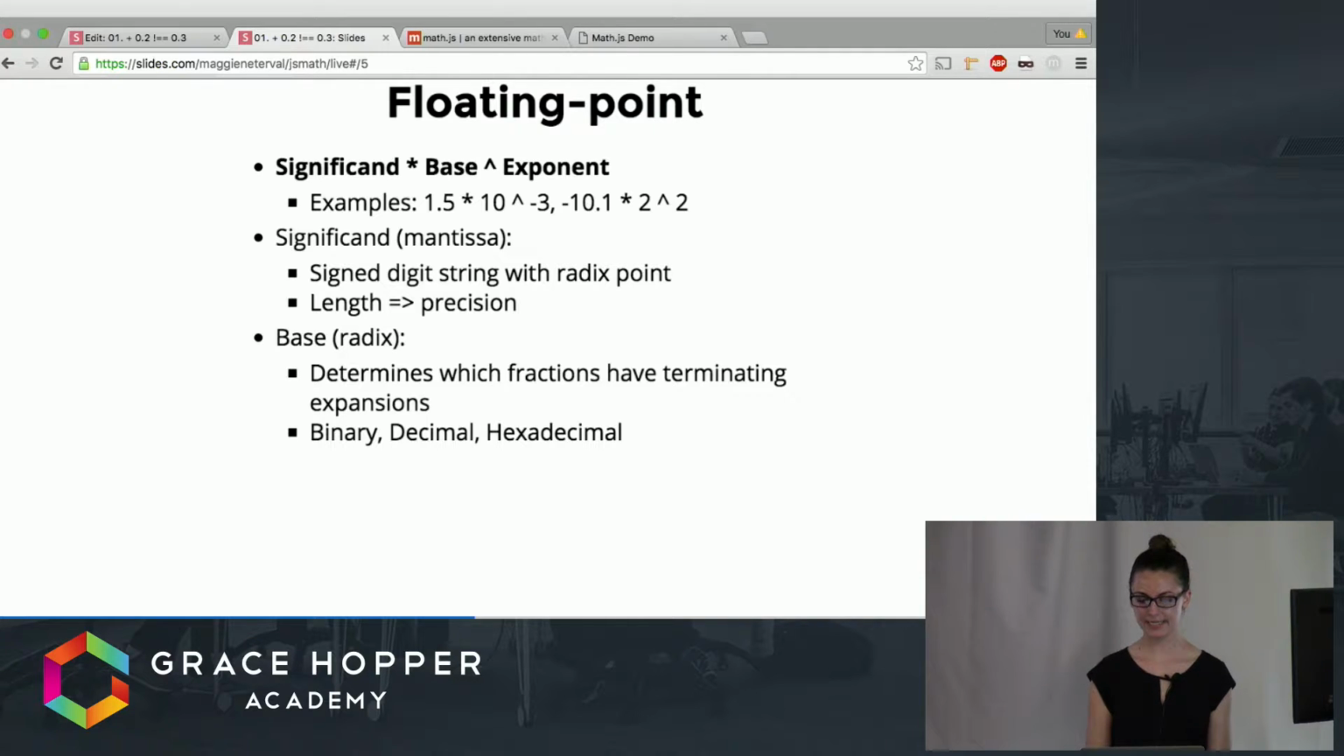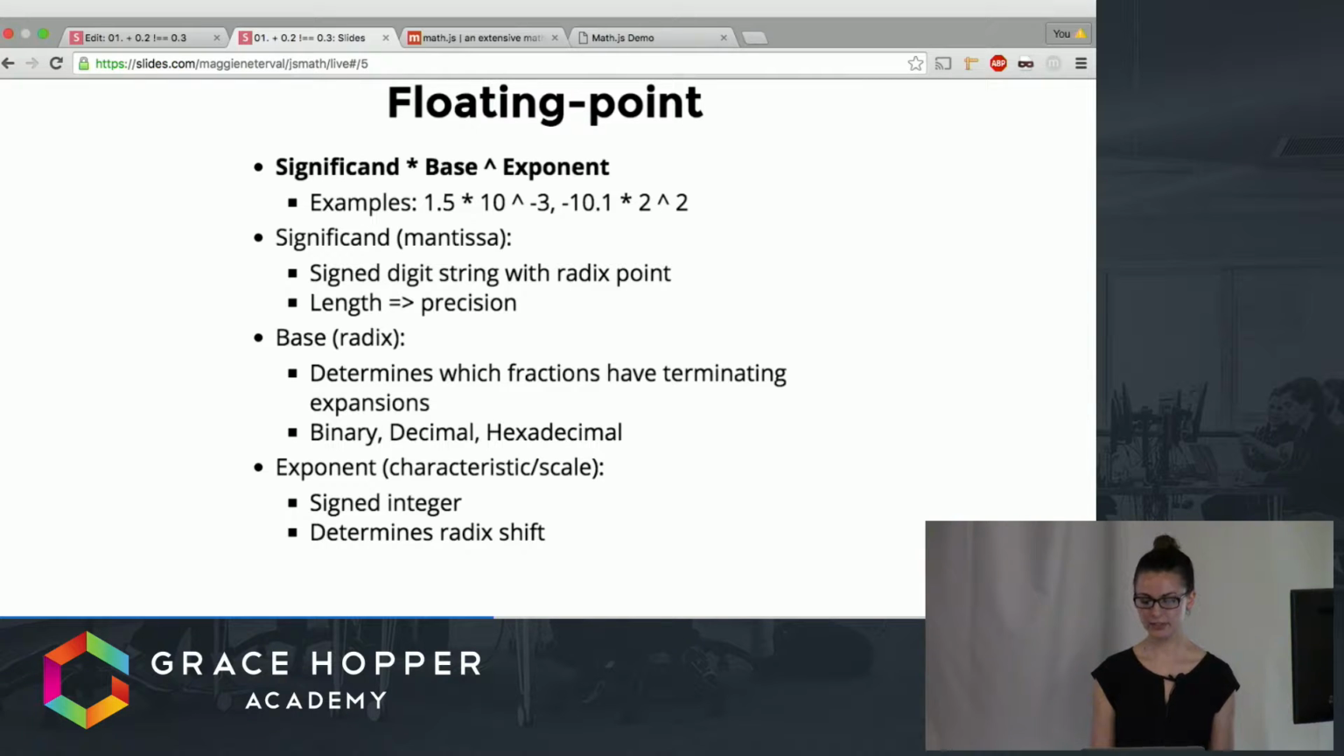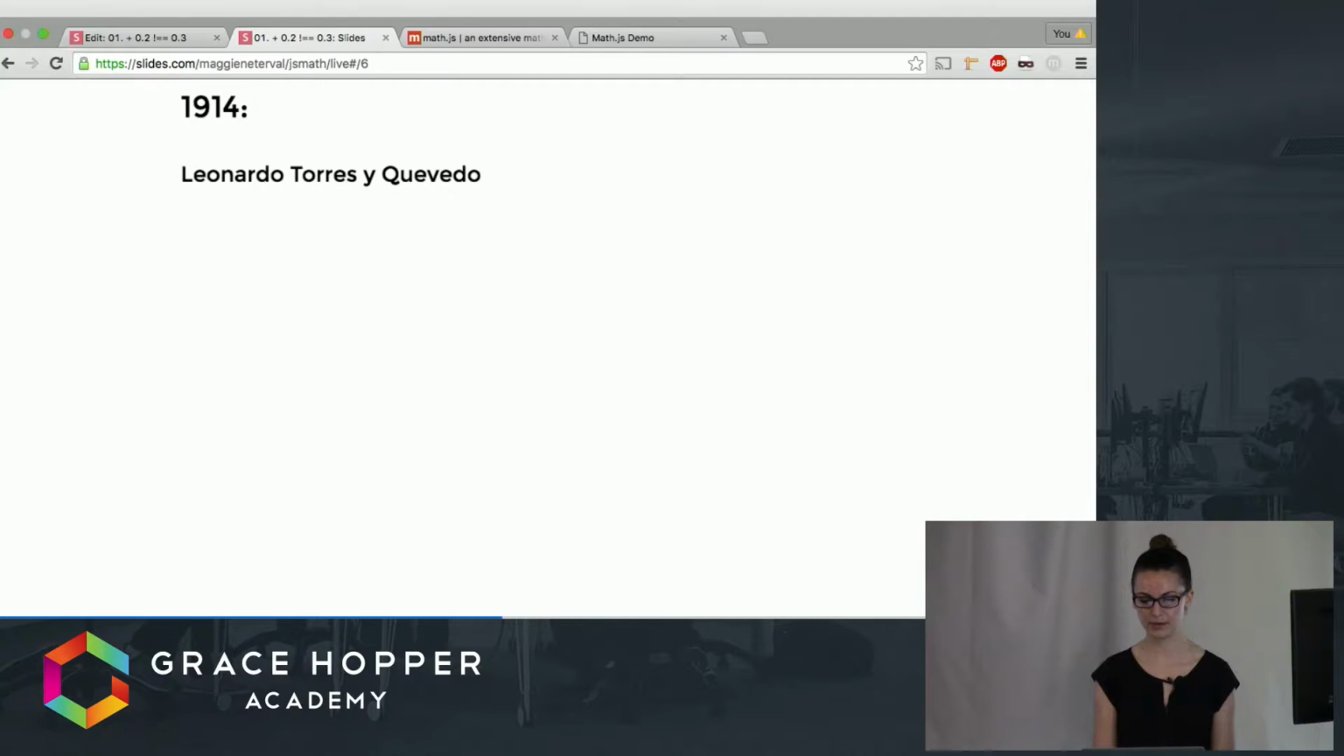The base is typically 2, 10, or 16. You may have seen hexadecimal when working with certain representations of colors for CSS. And this will determine which fractions have terminating expansions. The exponent can also be positive or negative, and this will determine how much the radix point has to shift so that it can be represented with the radix point after the first non-zero number.